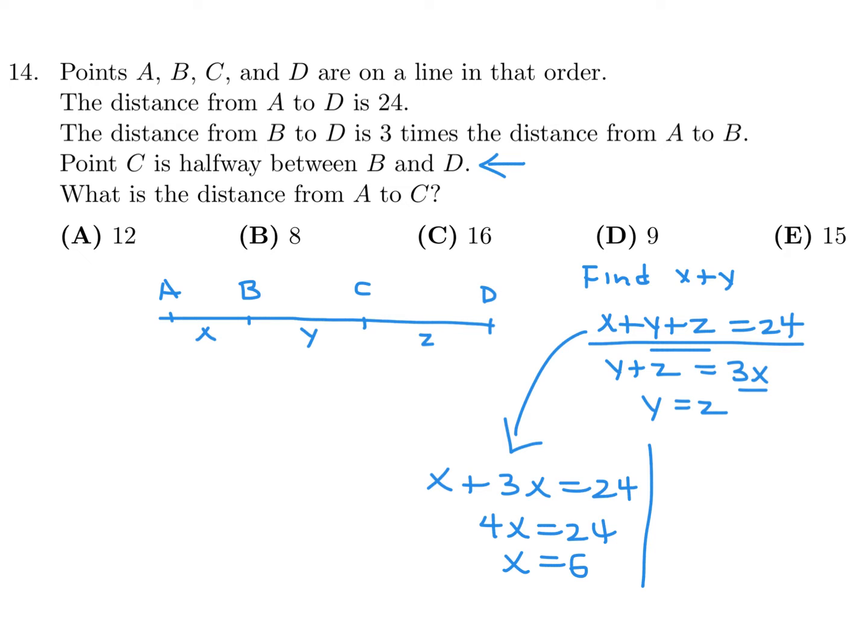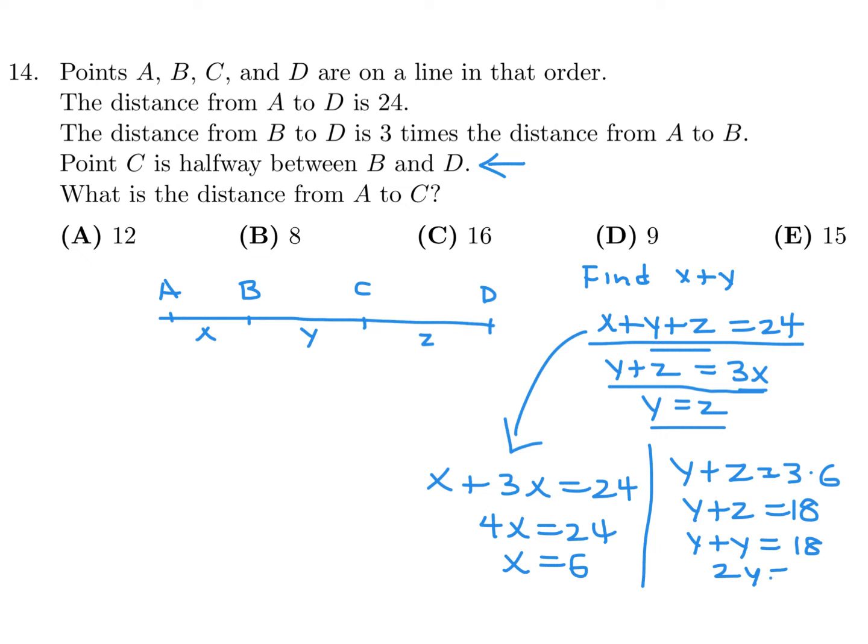Oh, okay, I know. This equation here, y plus z is 3x, right? Well, x we just figured out was 6, so 3 times 6. So y plus z is 18. And since y equals z, I can put z equal to y like that. And then that means 2y is 18, and therefore y is equal to 9. And there we go, we got it. So x plus y, x is 6, y is 9, and therefore x plus y is 15. Therefore, number 14, the answer is E.